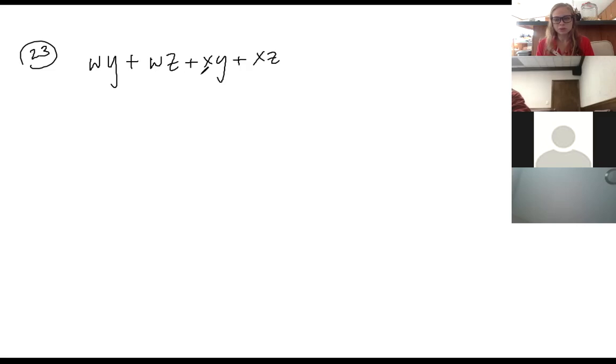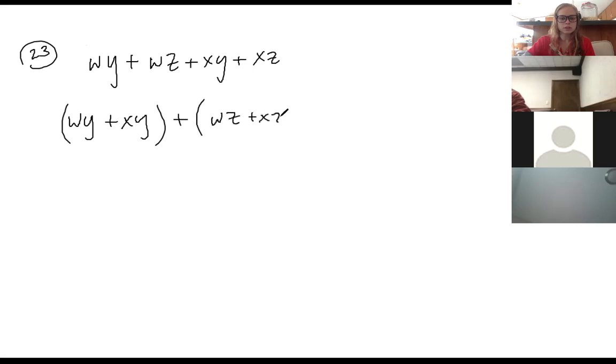So what do we have to do next when it's 4 terms? Regroup them. Okay, which ones do you want to group together? This one's nice because we've got all plus signs. WY and XY. Okay. Which would leave you with WZ and XZ. Good.